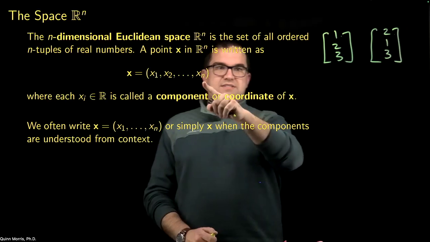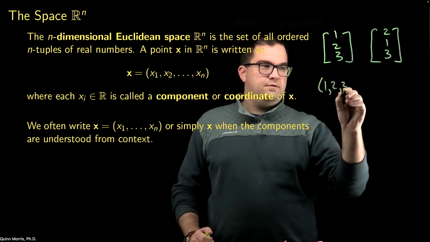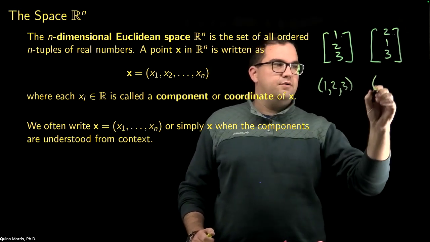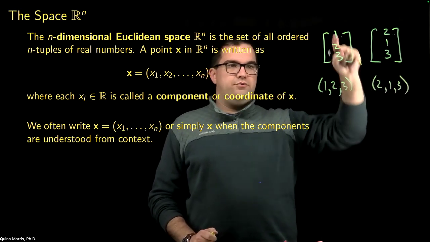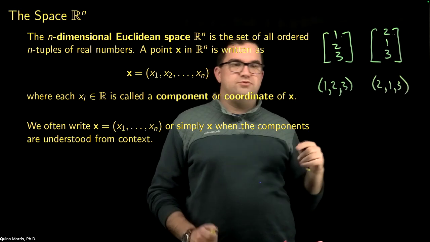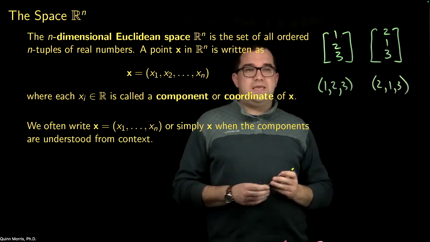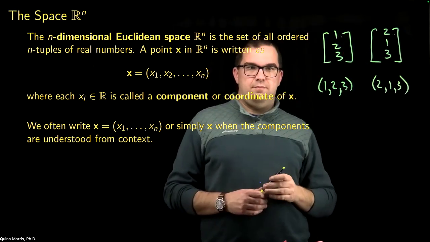Now, you can already see the book is going to use the notation (1, 2, 3) like this for a vector, and (2, 1, 3). Some other sources will use vertical entries. These all mean the same thing. They're all just notation for keeping track of what's the first component, what's the second component, what's the third component.